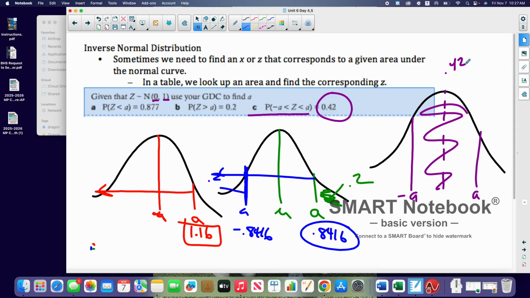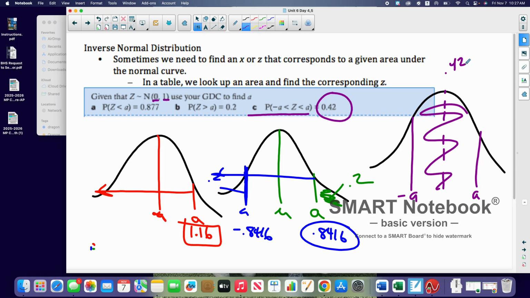Can I put 0.42 in my calculator? No, because this is not the 42nd percentile. It's the middle, and it's the numbers in the middle. So I need to have something that's going to go all the way to the left. So how do I do that? What could I do here to find that? You could do the inverse of A minus the inverse of negative A. So it'll give you everything to the left. But yeah, but what area?